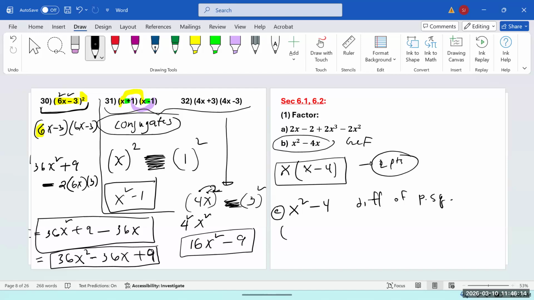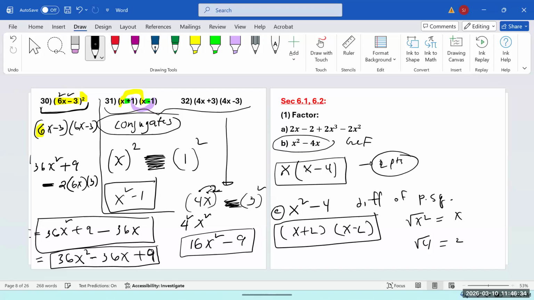So how do you factor a difference of perfect squares? It is the square root of each quantity. What is the square root of x squared? And what is the square root of 4? And then what do you do with these two? x plus 2, x minus 2. And you are done. So be very careful about them, okay? They look very similar, but they are not the same. This is a GCF, but this is not a GCF. This is a perfect square. So this one also has 2 factors, 2 points.